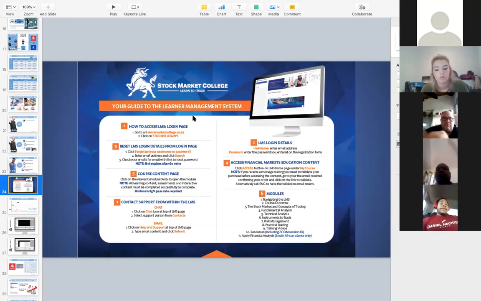Once our clients join, they get this little guide that shows you how to reset your password and how to access the courses and the course content page. Click on the relevant module block to open the learning content and assessments. Content must be completed successfully to complete. And then we have a minimum 85% pass rate required. You'll see on the website that we have been able to keep it at an 85% pass rate.